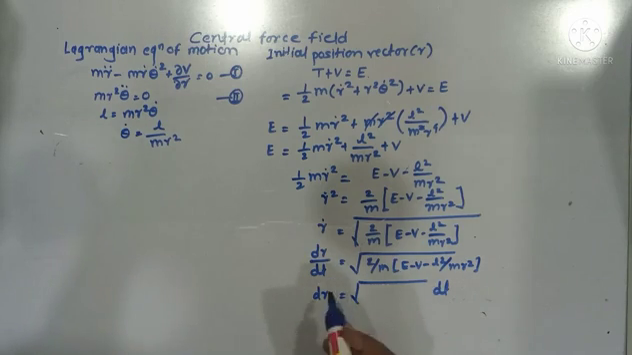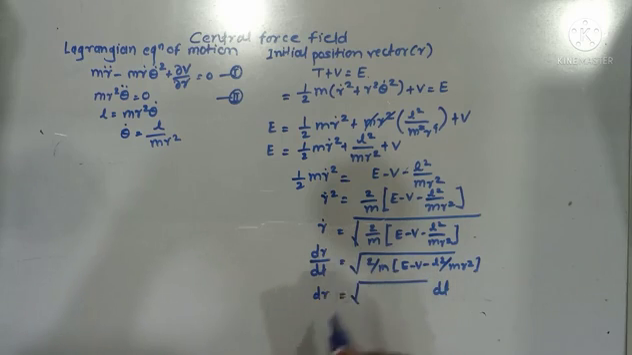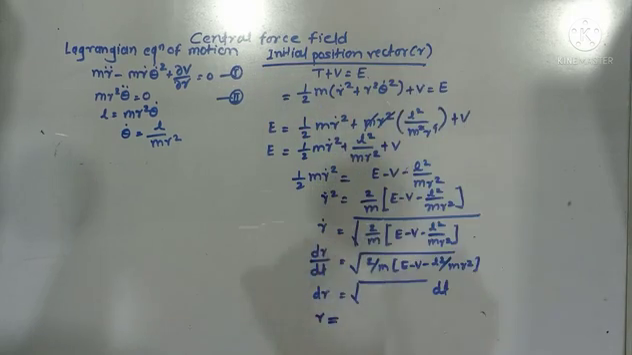So once I know the remaining terms, by using this equation I can calculate the position vector r by using this Lagrangian equation of motion. So this is one of the physical significances of the Lagrangian equations of motion in a central force field.